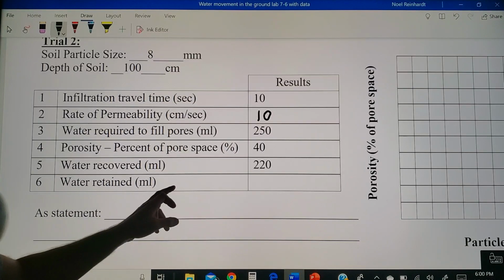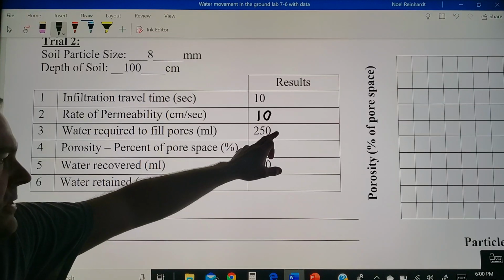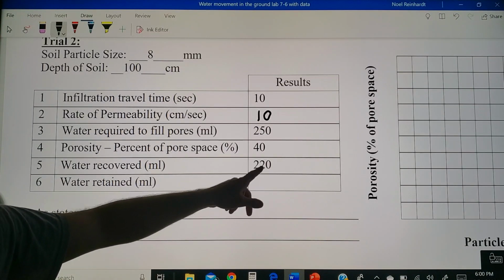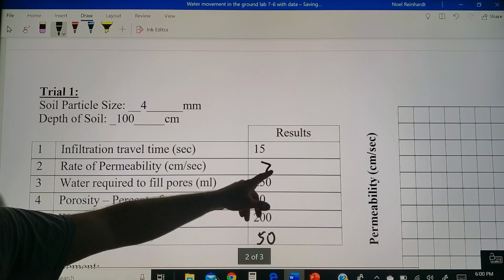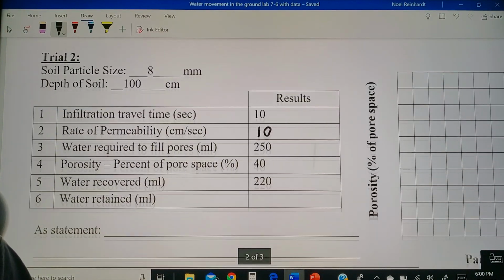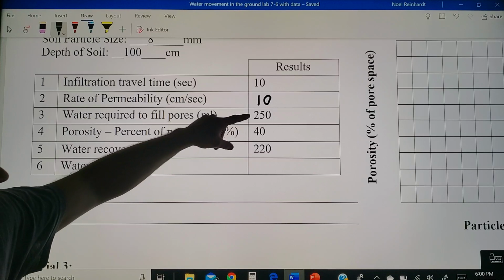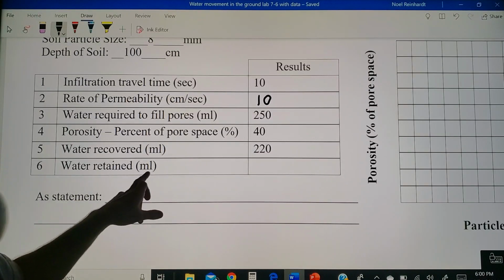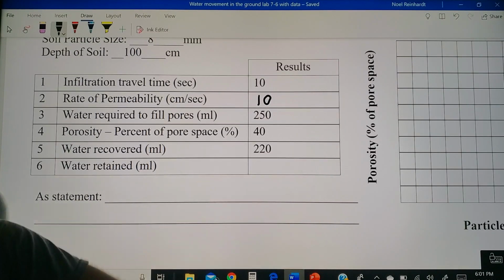And now for the water retained, this time we put the same amount in, 250, but we only got 220 milliliters back. So if you subtract those, 250 minus 220, then obviously the soil must be hanging on to 30 milliliters.